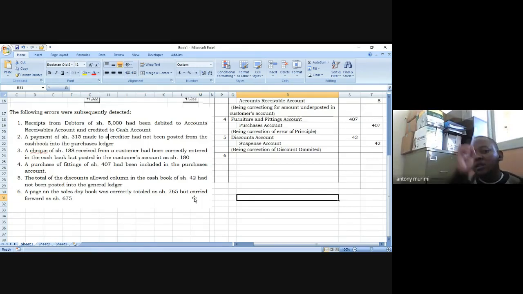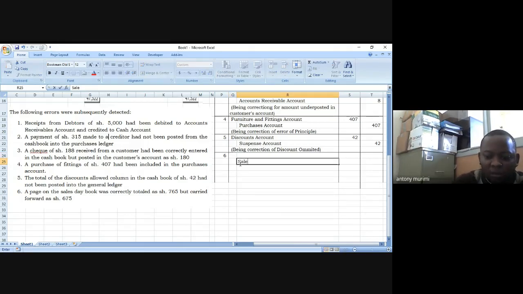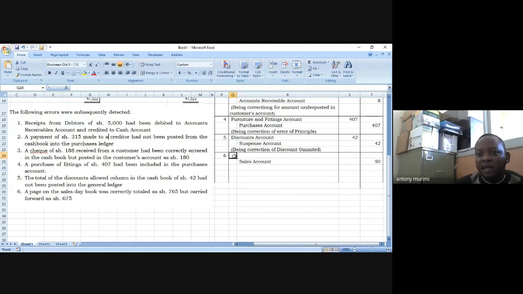So the other thing is whether this error affects the trial balance or not. To me, this error does affect the trial balance. So as such, we shall have to introduce the suspense account. It affects the trial balance because the error is only in the sales account. We are not told of the other affected accounts, so we assume that the other account is okay. So therefore, we credit the sales account with the difference, that is 90 shillings. And to balance this entry off, we introduce the suspense account, which shall be debited by 90 shillings.